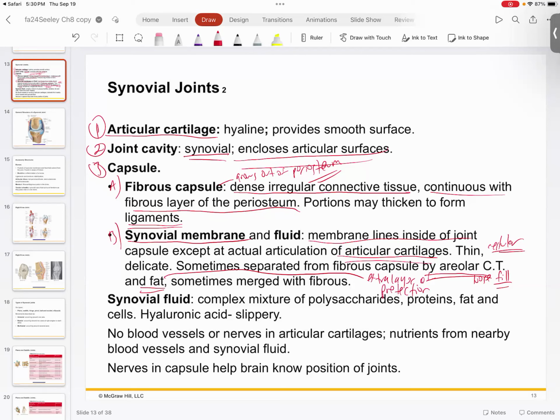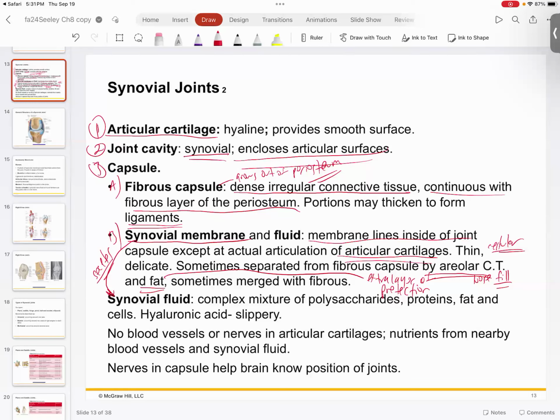So remember, fat is loose connective tissue. Areolar is also loose connective tissue. So in this case, you have a couple of layers of loose connective tissue filling in between that dense irregular connective tissue of the surface, the fibrous capsule. And that's good if you have a lot of wear and tear or chafing or strain associated with that. So we'll see some examples of some of those little tricks in just a second. But the important thing about the synovial membrane is its job is to secrete synovial fluid.